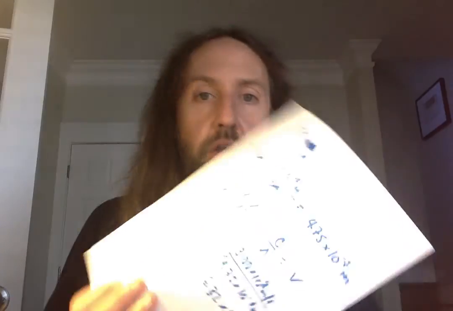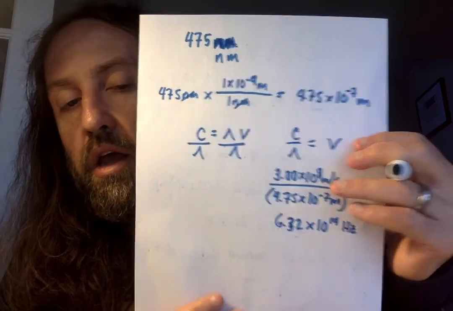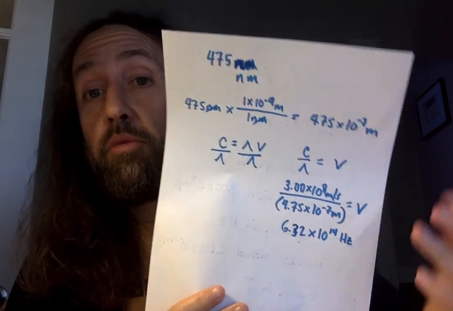And then 3 times 10 to the 8 divided by parenthesis 4.75 times 10 caret negative 7. So I get 6.32 times 10 to the 14th hertz. Right, like that. And so your frequency should be a larger number. Your wavelengths are usually your smaller number. I can't think of another situation where that wouldn't be true.